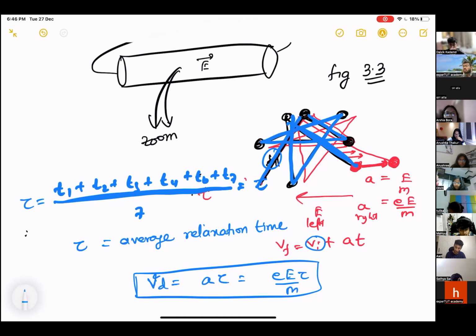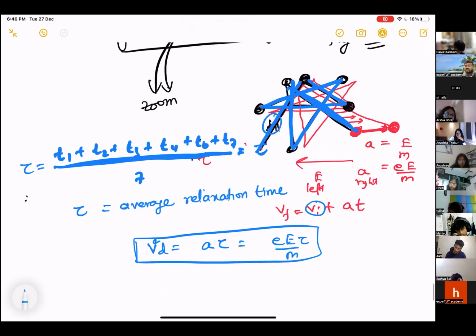The motion of electrons themselves is not causing current. It is the net drift of these electrons in the direction opposite to the electric field which is causing current.